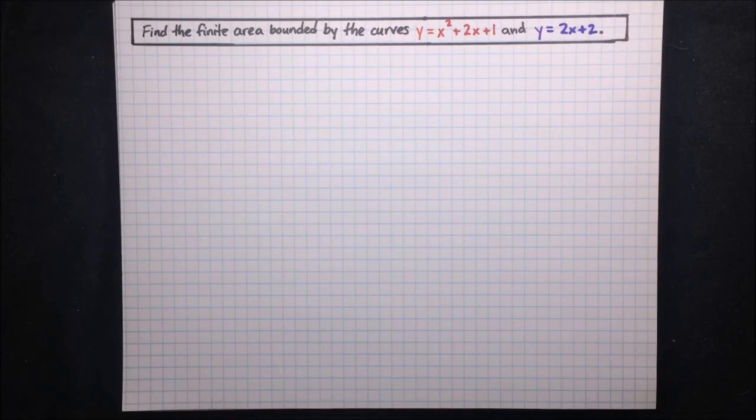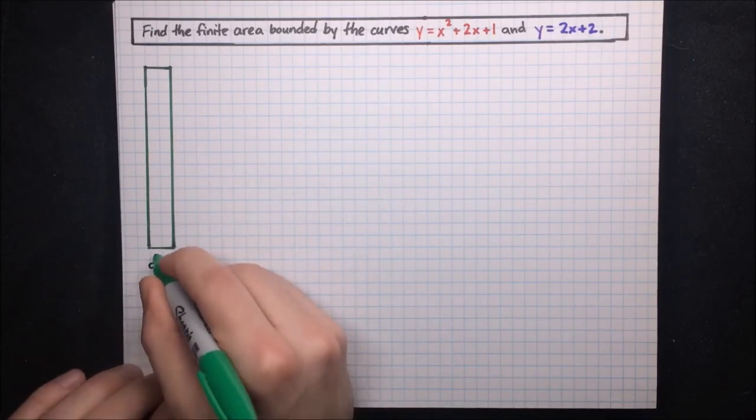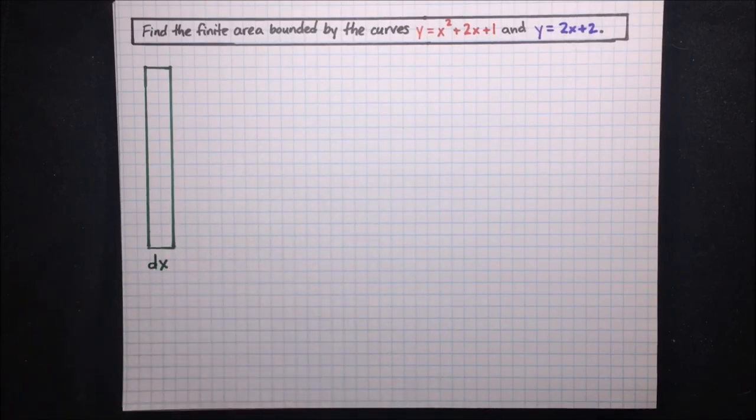Well, one option is to create a graph of our own, but in practice that can take a lot of time. We know that we're just going to be breaking up our region into rectangles. These rectangles will be very, very thin. They will have infinitesimally small width, which we write as dx. And then the vertical height will just be the difference between the functions.